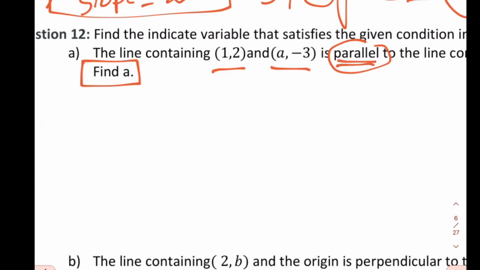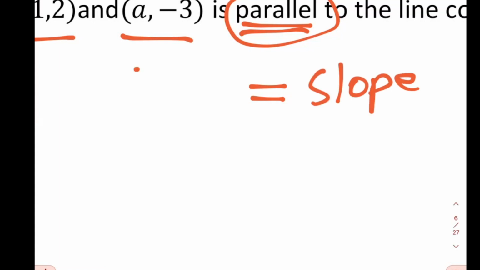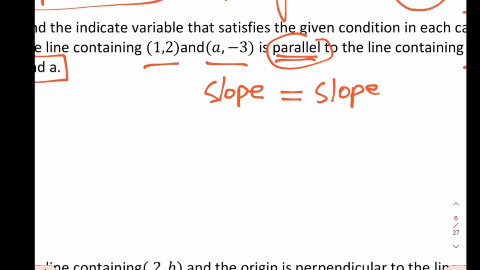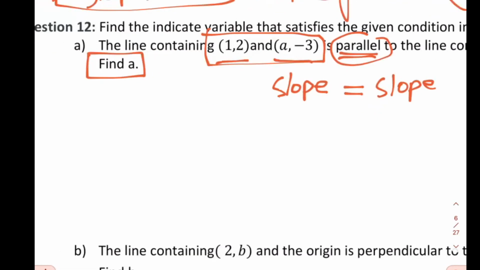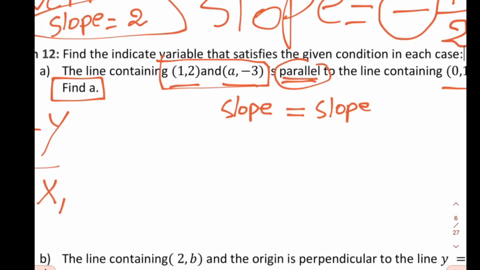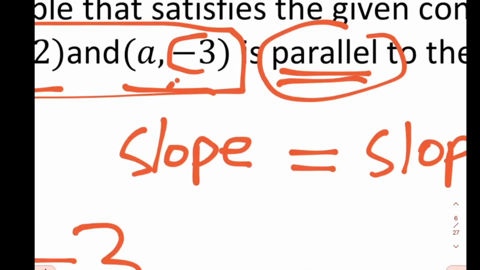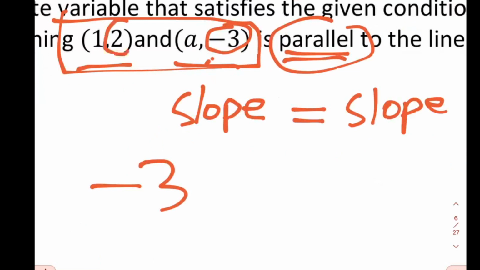You are required to find A. If they are parallel, that means they have the same slope, equal slope. That means the slope of one of them is equal to the slope of the other one. That's it. Now calculate the slope of this line using the formula given in the exam, y2 minus y1 over x2 minus x1. Make sure you use it. So we take y2 as negative 3. This negative 3 is the y. And we take y1 as 2. So negative 3 minus 2 over.